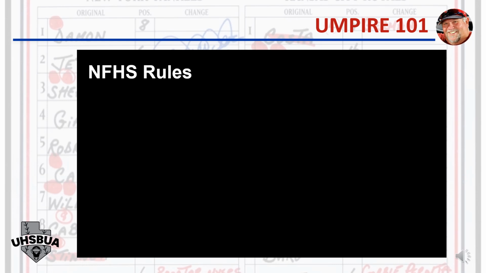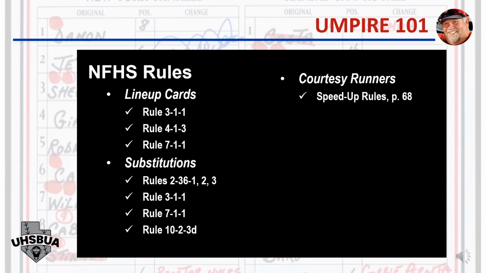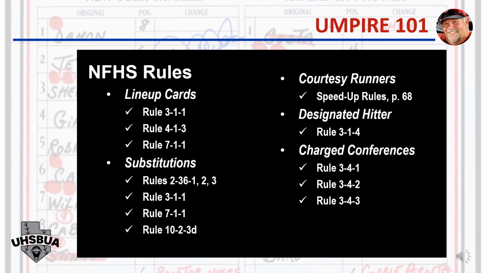Lineup cards are governed by rules 311, 413, and 711. Substitutions are governed by rules 236.1, 2, and 3, 311, 711, and 1023D. Courtesy runners are discussed in the speed-up rules on page 68 of the 2024 NFHS Baseball Rules Book. Use of two designated hitter options falls under Rule 314, and charged conferences are governed by Rules 341 through 345.